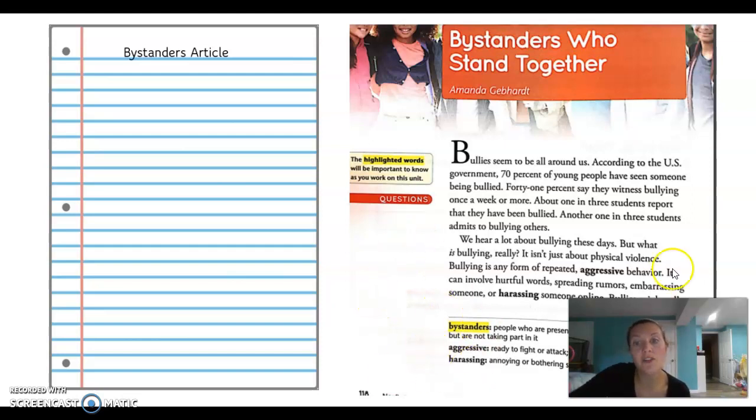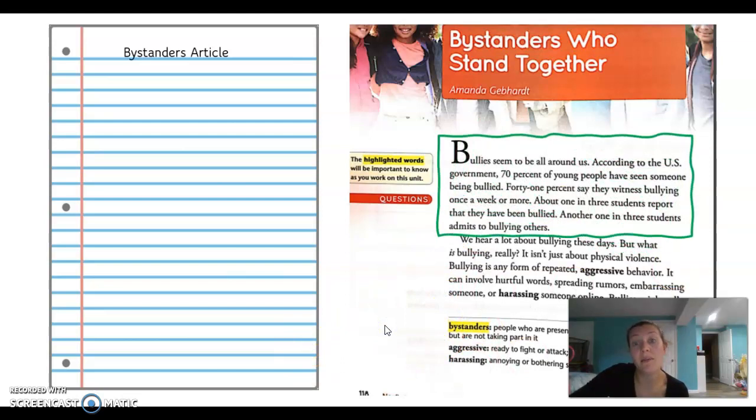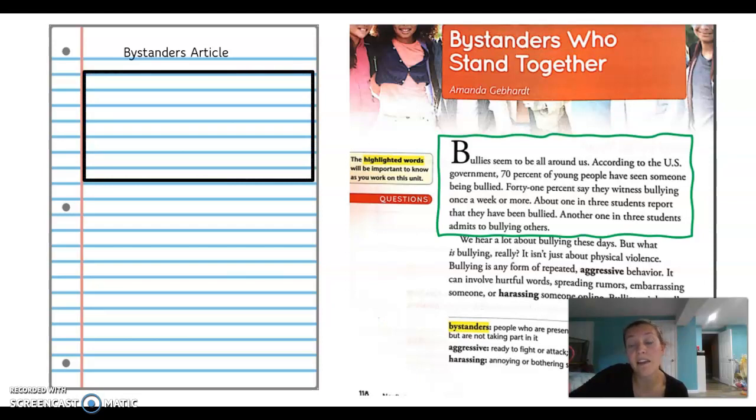So the first thing I'm going to do is draw my rectangle. And I'm going to think about this particular section of text that I've boxed in green there. When I read that article, I'm going to stop and think about the main idea. When I was reading that, I look at the very first sentence, "Bullies seem to be all around us." Well, that seems to be a pop-out sentence to me. That tells me that the main idea is bullying is common.